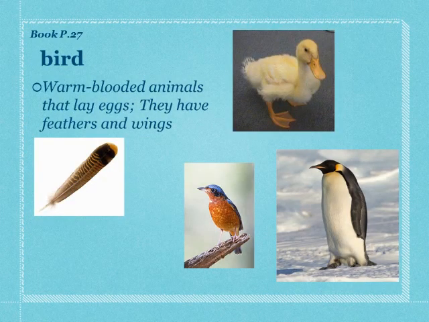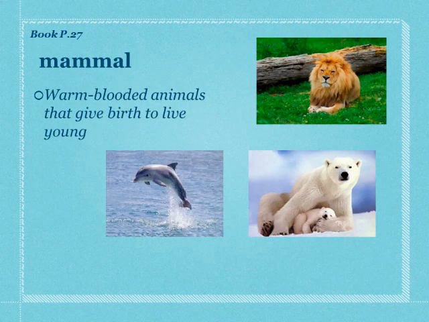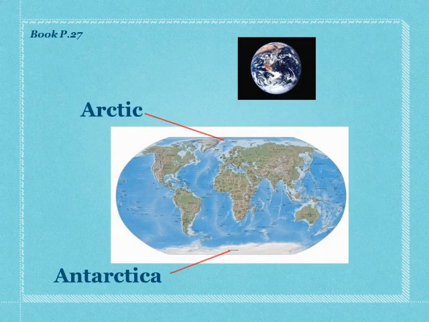Page 27. Bird. Warm-blooded animals that lay eggs. They have feathers and wings. Page 27. Mammal. Warm-blooded animals that give birth to live young. Page 27. Arctic, Antarctica.